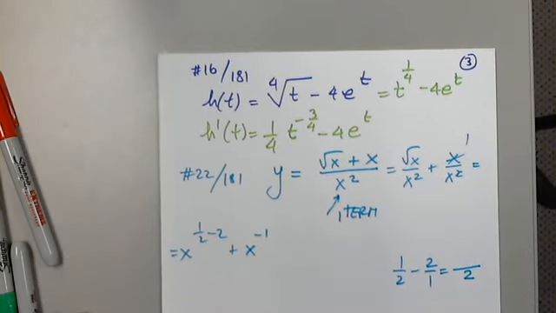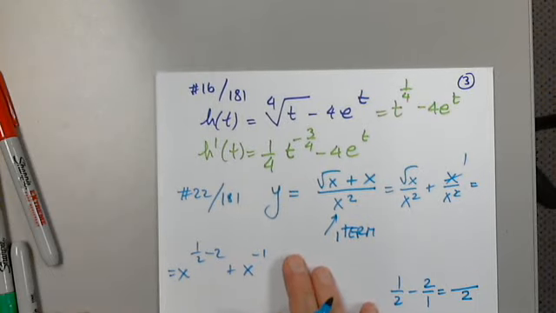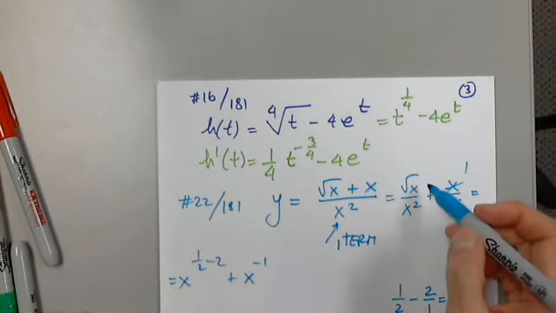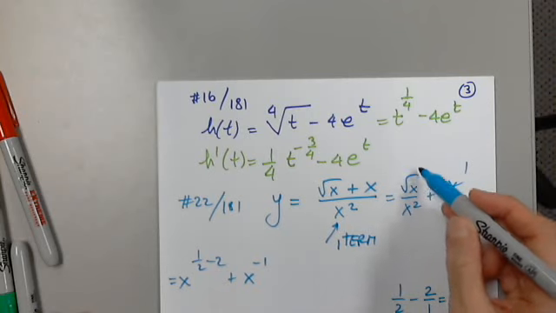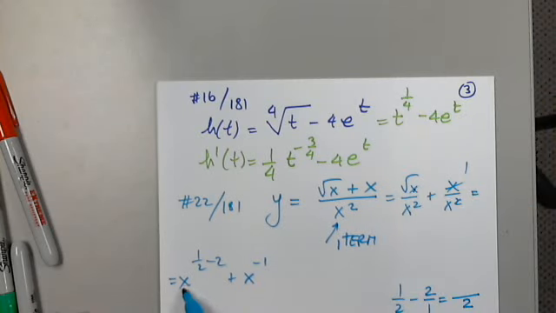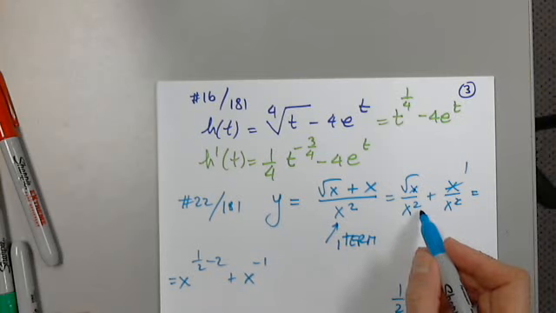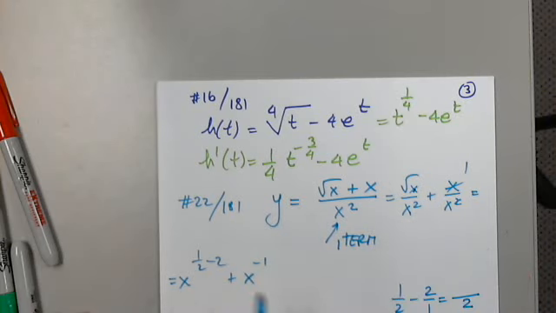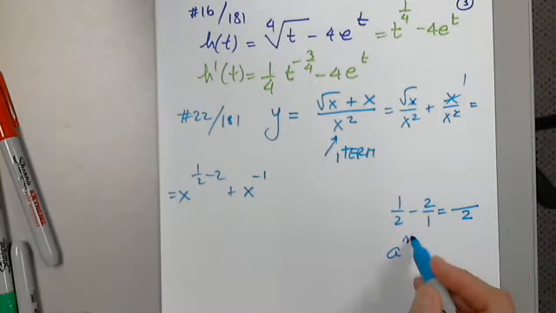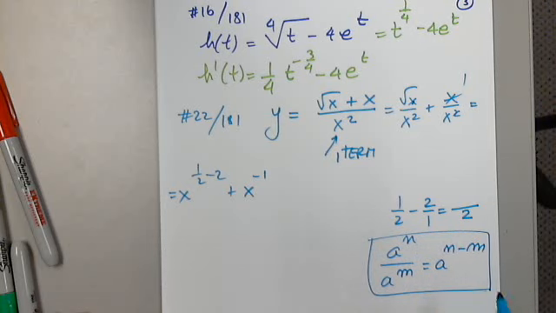Yes, please. Why did you subtract 2? Say it again. Why do you subtract 2? Because every time I divide two exponential notations having the same base, I copy the base, and from the exponent of the numerator, I subtract the exponent of the denominator. That's the rule. So if I have a to n over a to m, it is a to n minus m. Those are the exponential rules that we have to use.